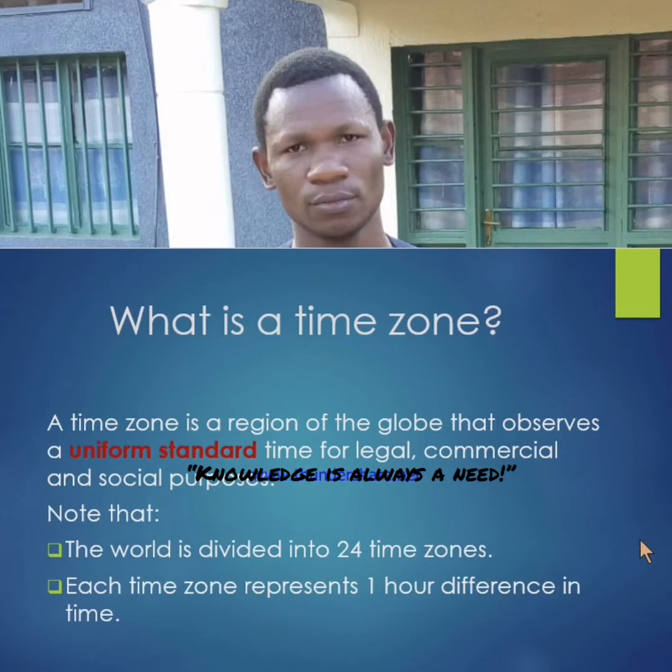The first one: the world is subdivided into 24 time zones. That is even why we have 24 hours a day. Each time zone represents 1 hour difference in time. That means if two towns are in two different time zones that are just neighbors, there will be a difference of 1 hour between those two towns.